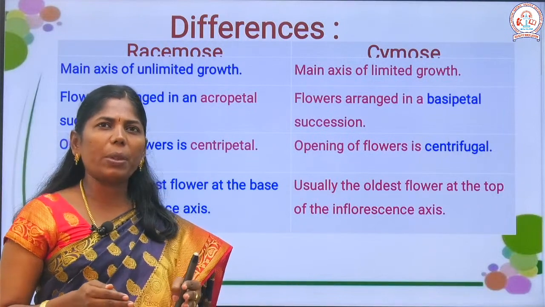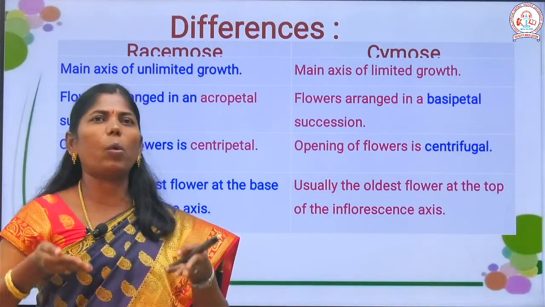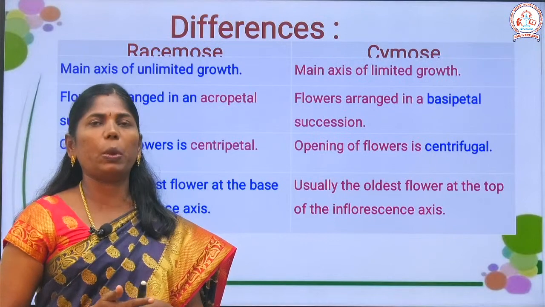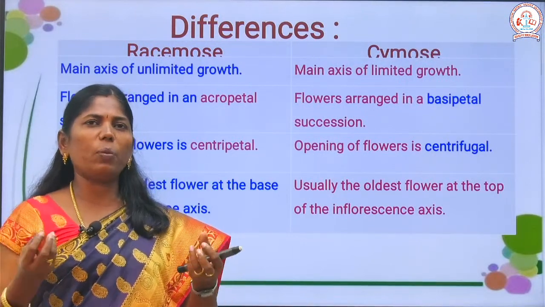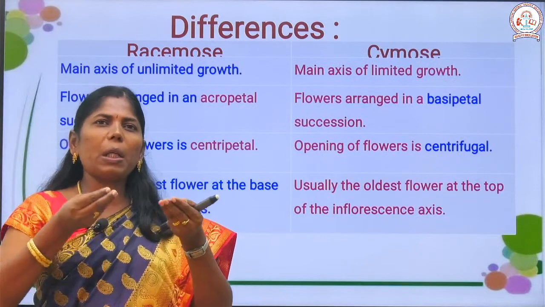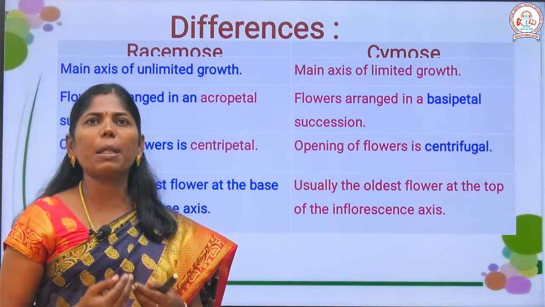So periphery to the center means it opens from the base upward. That is basically periphery to the center. First, the basal flowers, the older flowers, open. Then the younger flowers on top open. That is a centripetal arrangement.